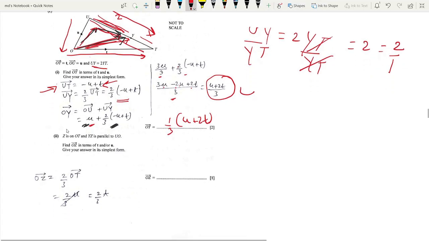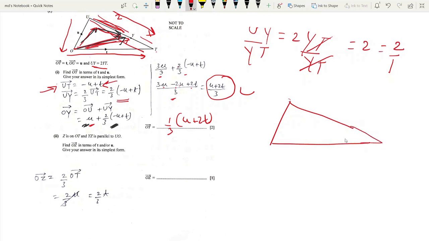Okay, next question. Z is on OT. This is O and this is T. I think I should draw this diagram again. So this is our diagram. This is O, this is U, this is Y, and this is T. Here Z is on OT.